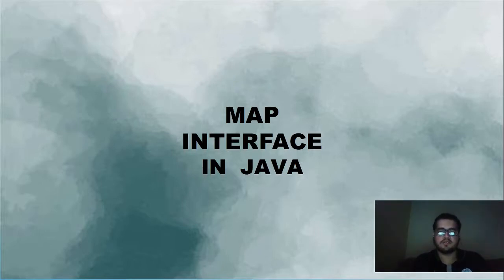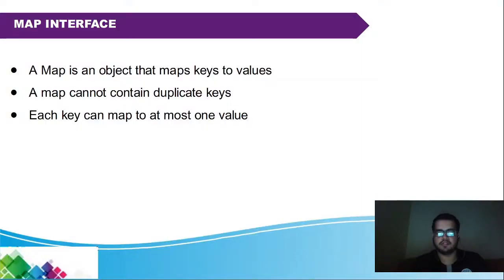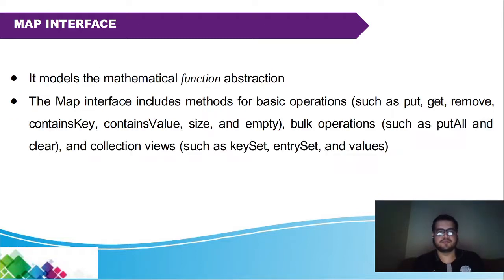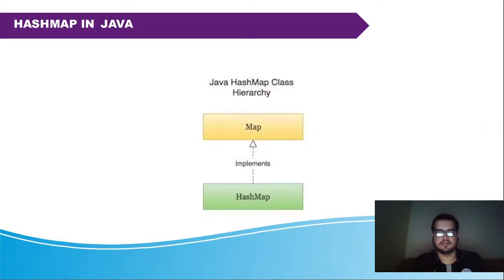Now the last implementation is the Map interface in Java. The Map interface is an object that maps keys to values. A map cannot contain duplicate keys. Each key can map to at most one value. It models the mathematical function abstraction. The Map interface includes methods for basic operations such as put, get, remove, containsKey, containsValue, bulk operations such as putAll, clear, and collection views such as keySet, entrySet, values.